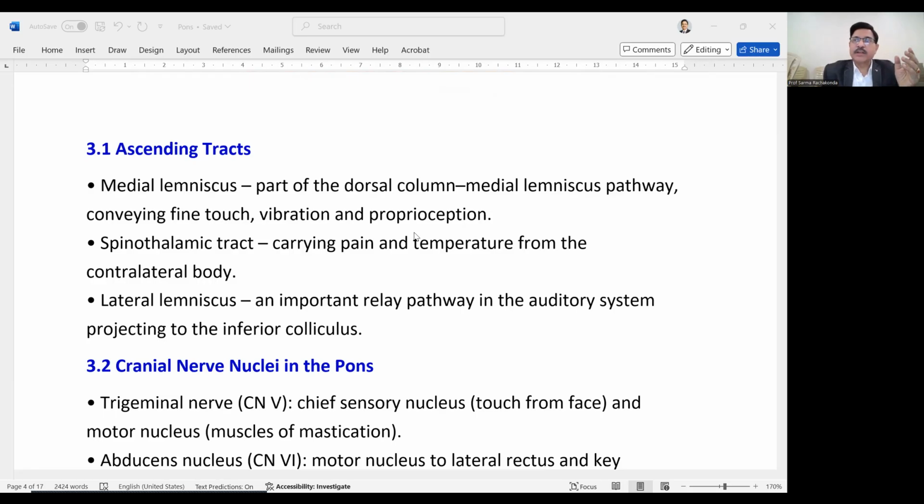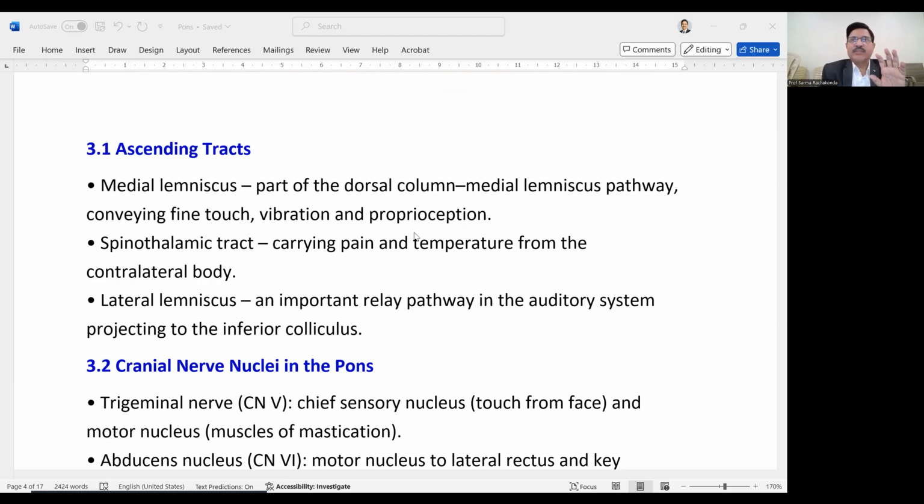In addition, what are there? There are nuclei. The fifth nerve nucleus is there. How many nuclei are there for the fifth nerve? The motor nucleus is there. The sensory nucleus is there. One ascending component to the midbrain, the mesencephalic nucleus. One descending component into the spinal cord, the spinal nucleus of the fifth. So, these are all fifth nerve nuclei.